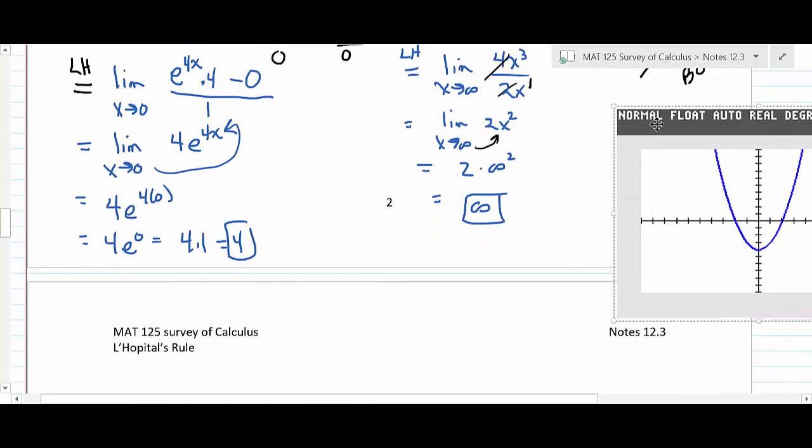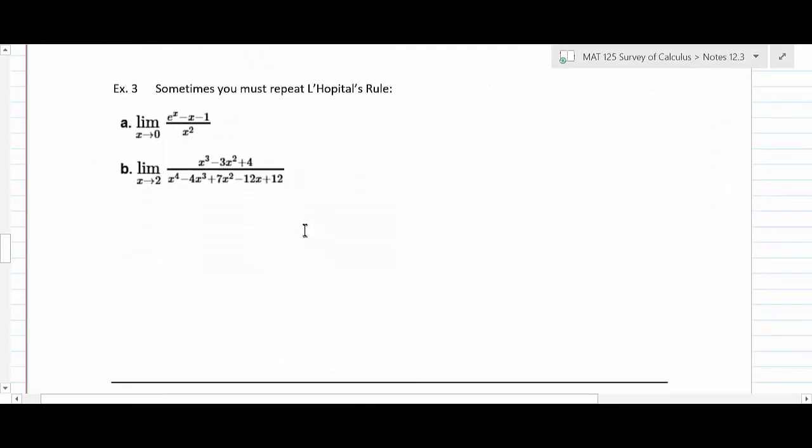All right, let's go to the next page. And let's do a couple more of these. And then I'm going to do the ones on this page, and then I'll let you do a few more, and then that'll be all we're going to do in this section.